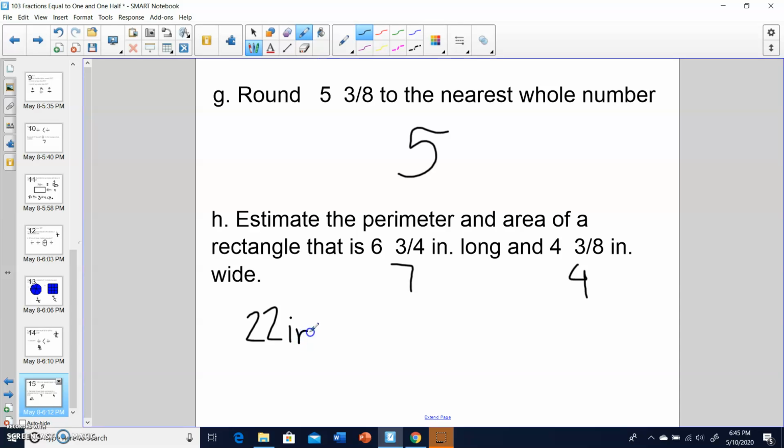And then for area, I'm going to multiply 7 times 4, which is 28. And since it's area, my label is inches squared.